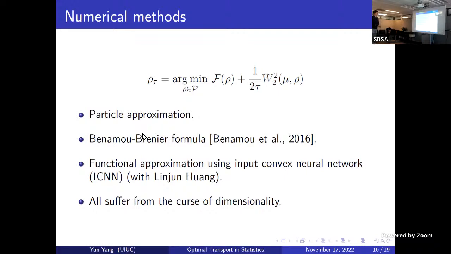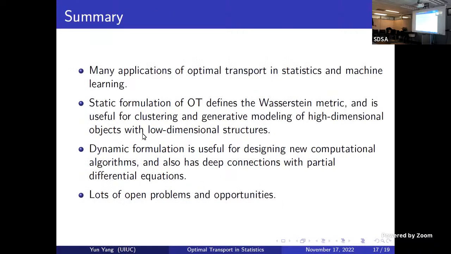Actually, this is ongoing work with my student Lin Junhuang, who is also in the audience. We're trying to make this implementable for, say, high dimensional problems using input convex neural networks. And again, one drawback is that this method will also suffer from the curse of dimensionality, so we might want to use some kind of approximation scheme to solve this. Okay, so to summarize, in this talk, I briefly described some interesting applications of optimal transport theory in statistics and machine learning.